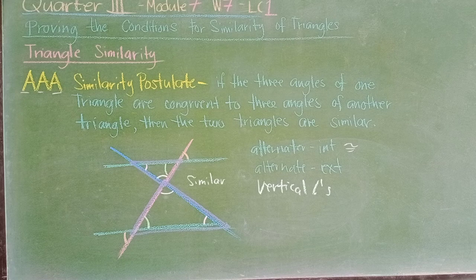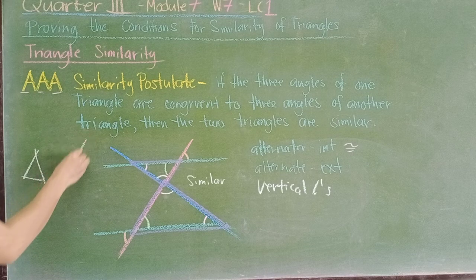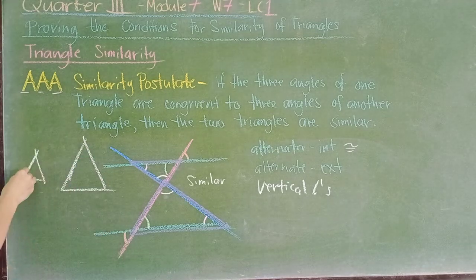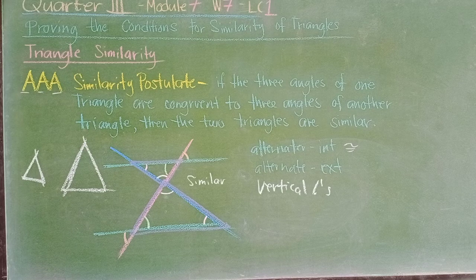So, again, kapag meron kang dalawang triangle tapos yung mga corresponding angle nila, congruent. So, this part corresponds to this part, ibig sabihin parehas sila ng sukat. This part corresponds to this part, parehas sila ng sukat. This part and this part, parehas sila ng sukat. Kapag meron kang tatlong angle na congruent, ibig sabihin yung dalawang triangle na yan ay similar.